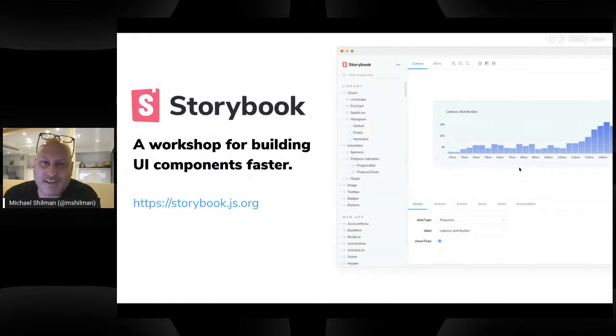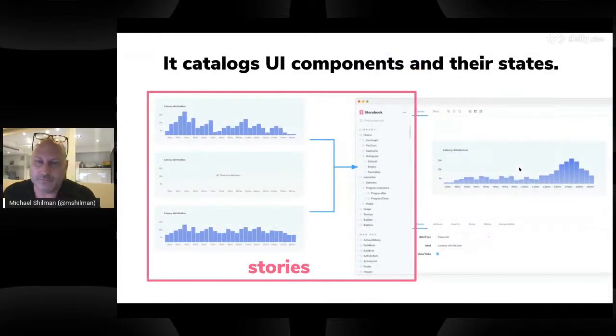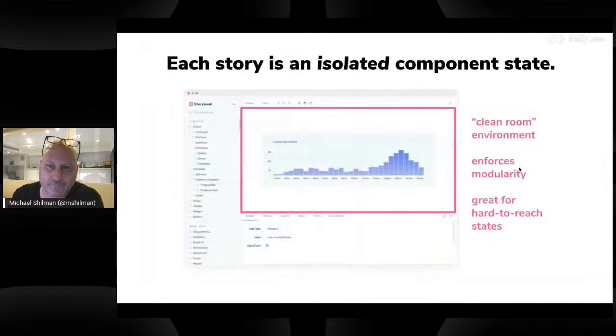Enter Storybook. Storybook is an open source tool, and it's a workshop for building UI components faster. I will take you through a quick tour of Storybook, and then we'll actually look at some storybooks. So the main purpose of Storybook is to catalog all the UI components in your application and all their states. We call these things stories in Storybook. Each story is kind of a clean room environment.